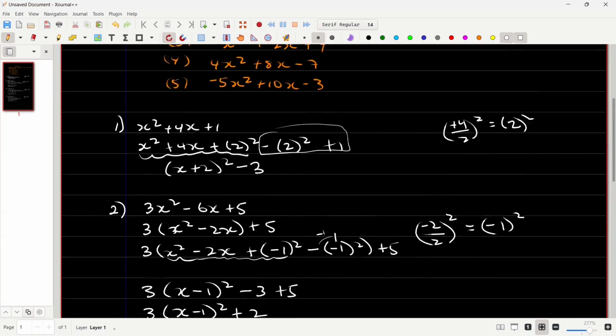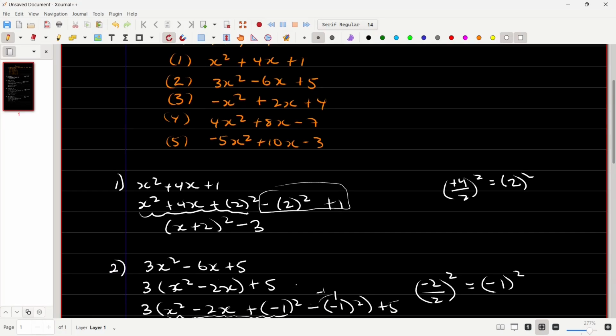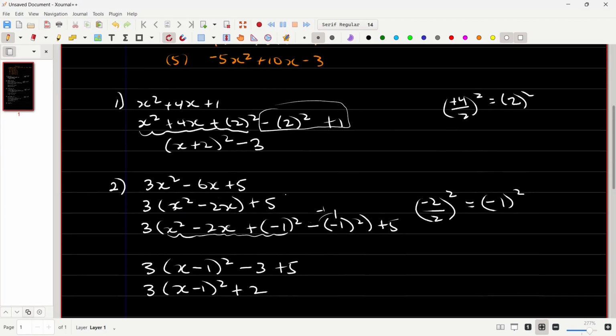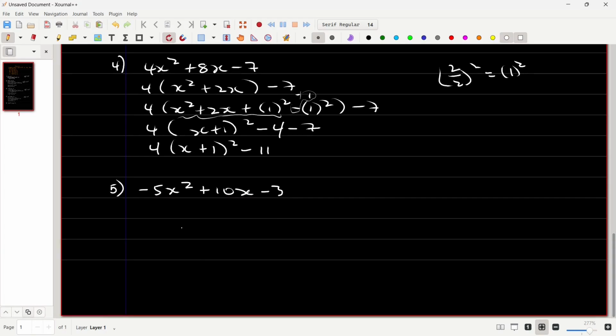That's the last one, number 5, which is minus 5x squared plus 10x minus 3. Let me just double check that. Yeah, that's correct. And we're going to factor out. So I'm going to do this a little bit faster. I'm going to factor out here. So I'm going to get minus 5 into x squared minus 2x, close bracket, minus 3.